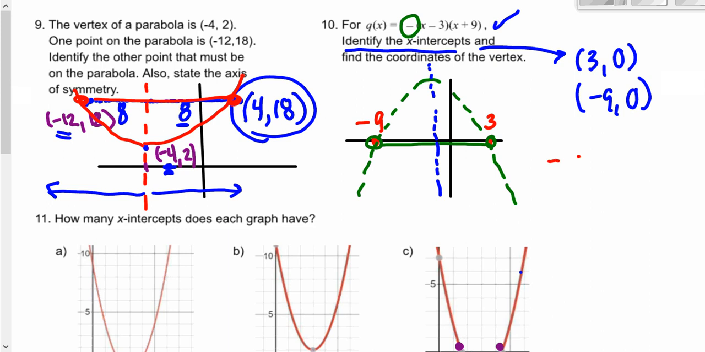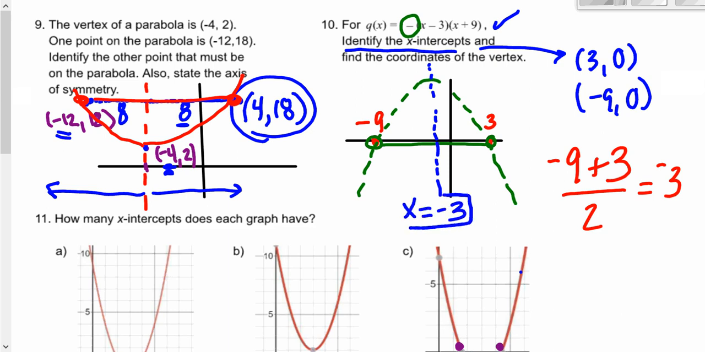I could count on a graph. I could also average those two numbers. So -9 plus 3 is -6, divided in half, that is at -3. And so this dotted line is at x equals -3. Again, my picture is very much not to scale, so don't let that bother you too much. Feel free to draw on graph paper if that makes it easier for you to get a sense of what's going on.